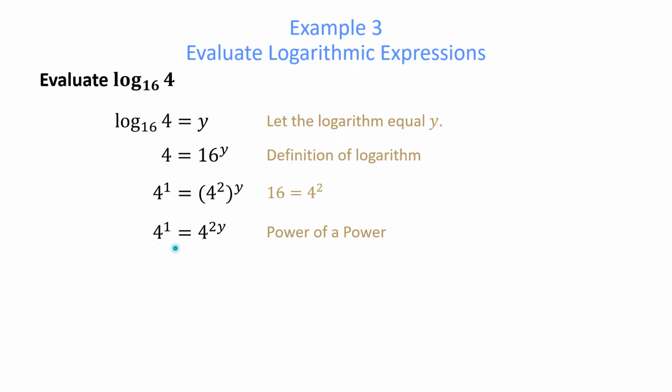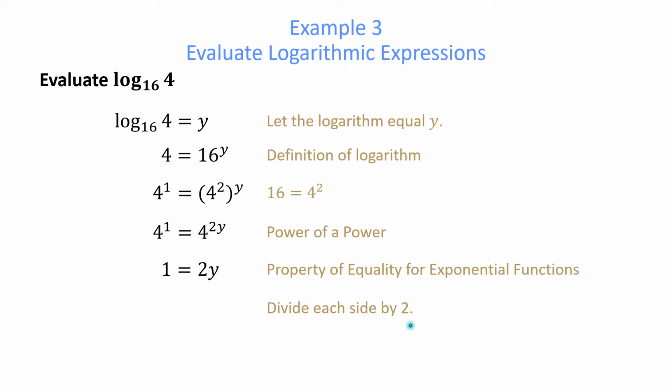And now that the bases are the same, so we have 4 as the base here and 4 as the base here, we can apply the property of equality for exponential functions to say that the exponents 1 equals 2y. So we'll write that down over here. And then we simply divide each side by 2 to give us the following: a half equals y. Okay, and then we know that this expression we were asked to evaluate is equal to a half.